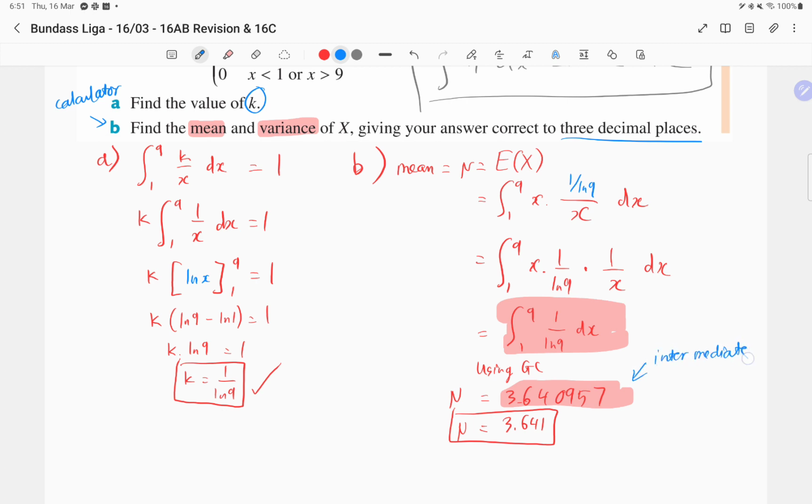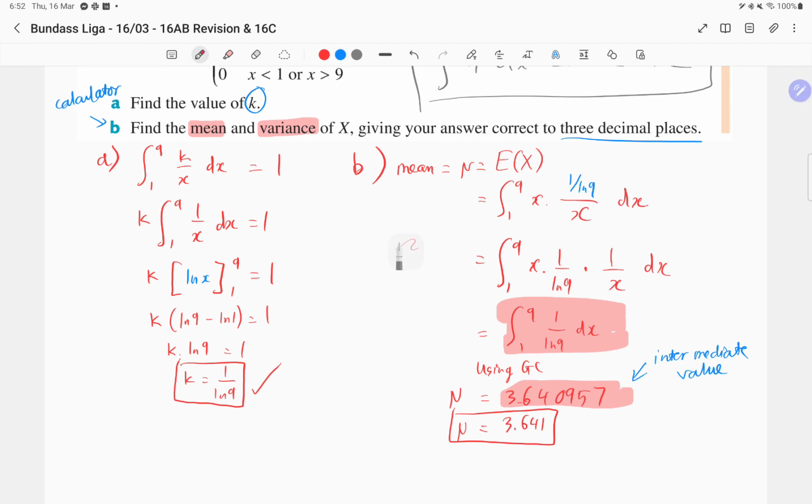Intermediate value. So you need to use that to calculate something else later. And so if you need to use something to calculate something else, you need to keep that value to more decimal places, as many as you're comfortable, at least 2 or 3 more. Because otherwise, if you just use that value, you won't get the right variance later.